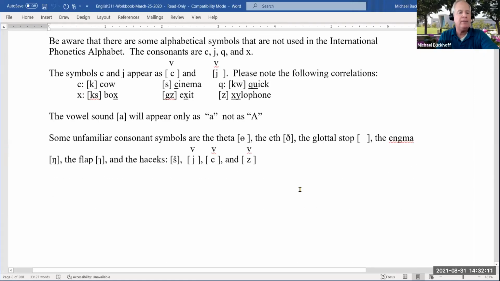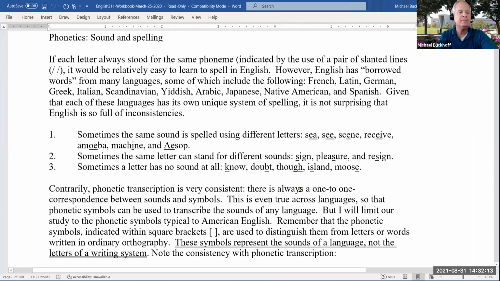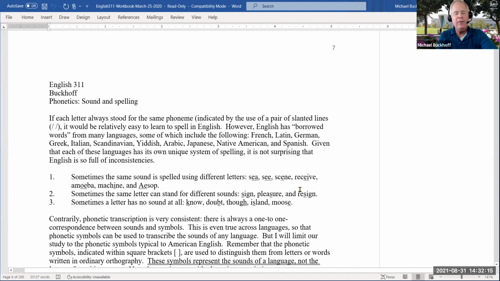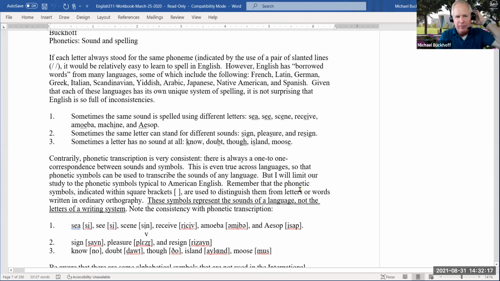Okay, let's see what we have here. Okay, so let me go to the first part. So I'm in the workbook, I'm on page 7.